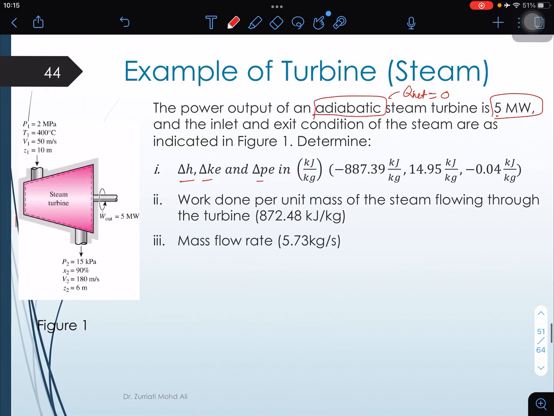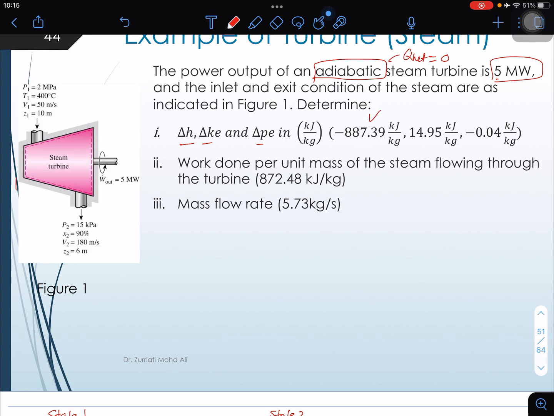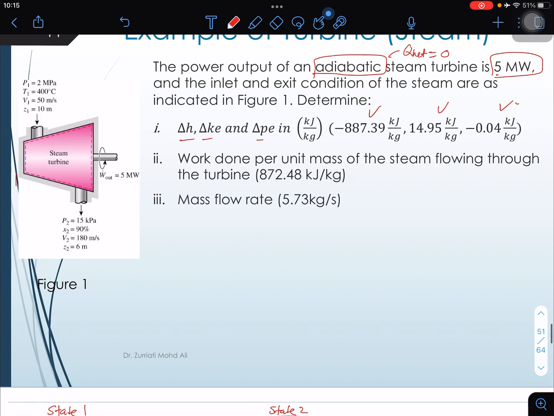Okay, so now you can also check here. This is the answer given. The second question asks for work done per unit mass of the steam flowing through the turbine. Work done per unit mass means that it asks you the value in kilojoule per kg, because the unit for work is kilojoule, and then per unit mass, so per kilogram. So you must make sure that your answer will be in kilojoule per kilogram, which means that this requires a small w as your answer, not a W dot or big W.